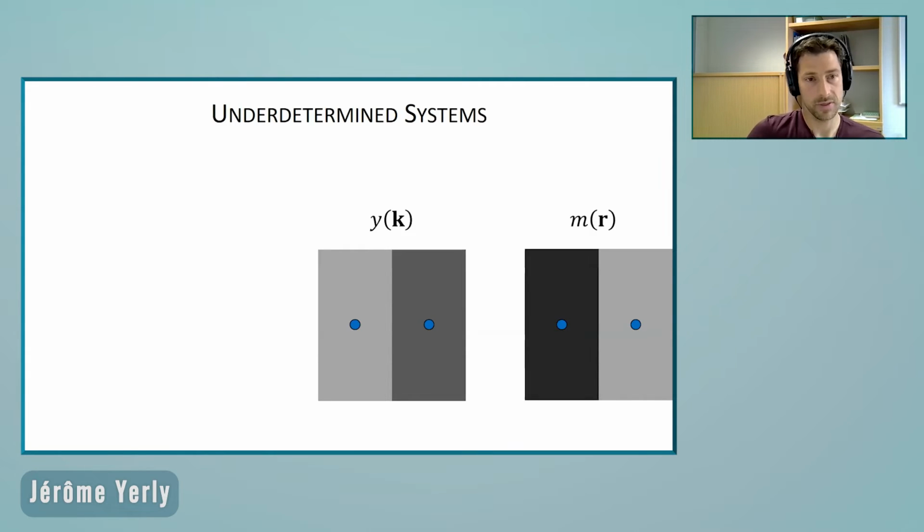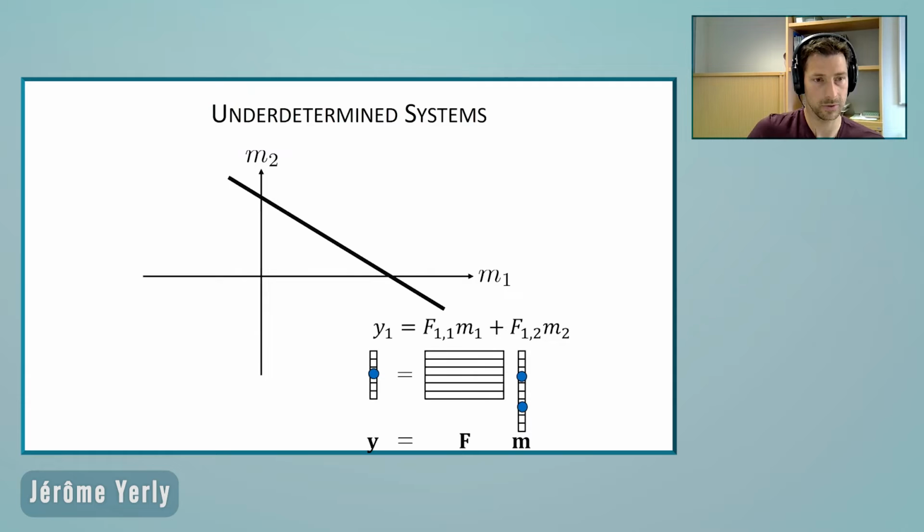We want to accelerate the acquisition, here by a factor 2. So we only acquire 1 data point in our K-space. Now we have 1 data point, 1 measurement, and 2 unknowns. If we put that into our system of equations, I hope you can see that these correspond to a line.